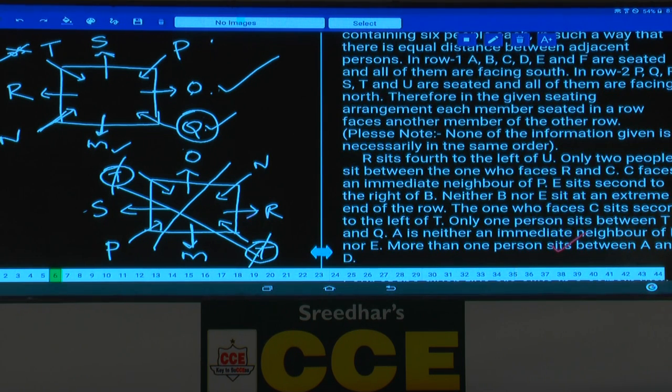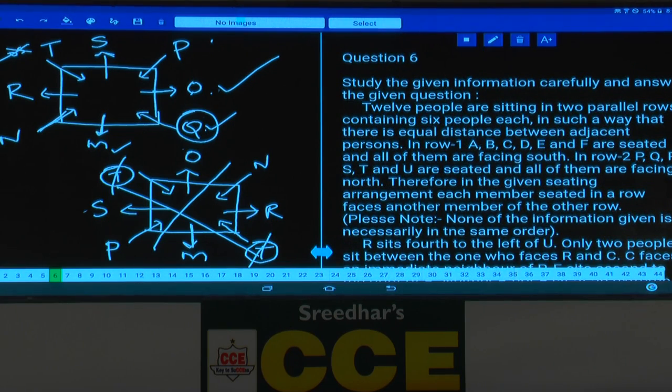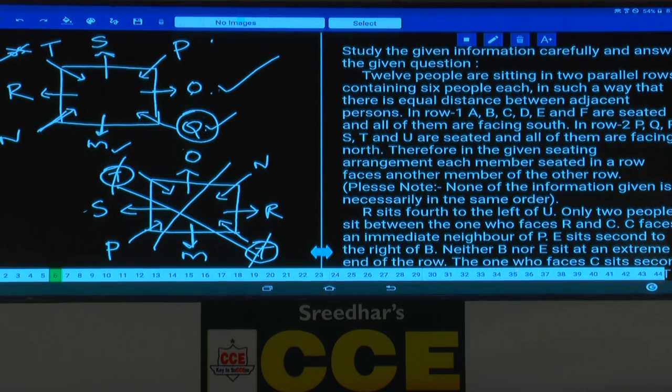Square table, 8 persons are seated around a square table. Then question number 6 to 10. Now in 6 to 10, 12 people are seated in 2 parallel rows containing 6 people each in such a way that there is equal distance between adjacent persons. In row 1, A, B, C, D, E and F are seated and all of them are facing south. And in row 2, P, Q, R, S, T and U are seated and all of them are facing north.